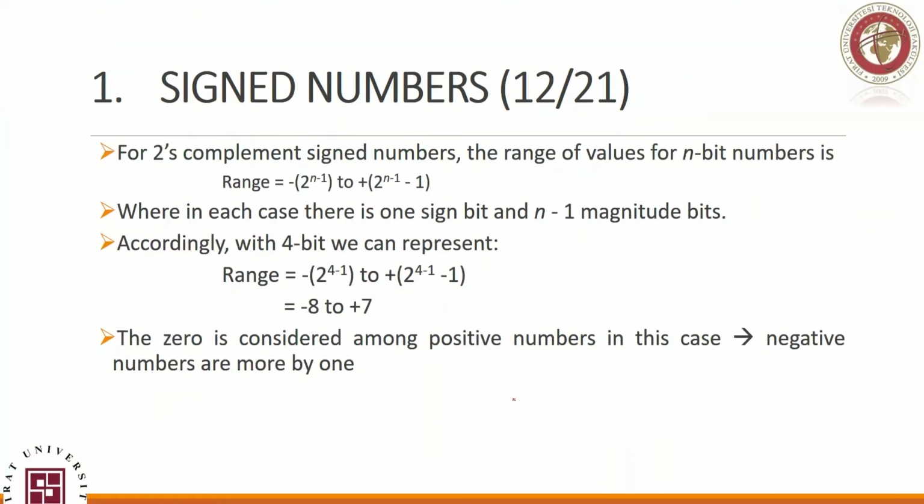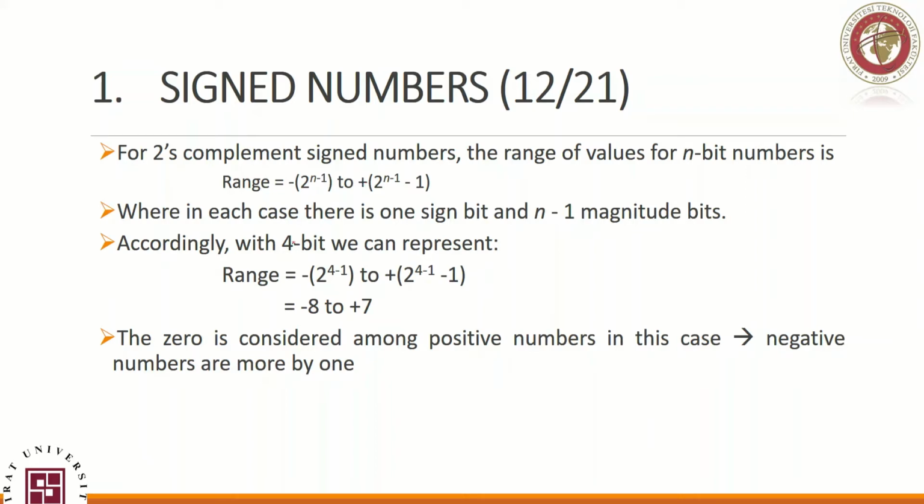Okay. How about the range? The range is easy because we have negatives and positives. For that case, we have minus 2 to the power n minus 1, to plus 2 to the power n minus 1, then minus 1. Why do we have this minus 1? Because the number 0 is always attached to positives. Now, I will not go to the debate whether 0 is positive or negative. I'm not going in that direction.